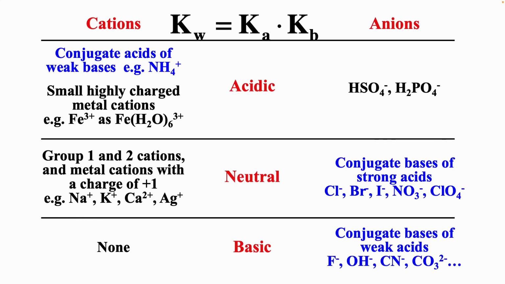And so our conjugate relationship Ka times Kb equals Kw for an acid-base pair. And again, that gives us the blue. And so we can use this table to determine if a solution is acidic, basic, or neutral.